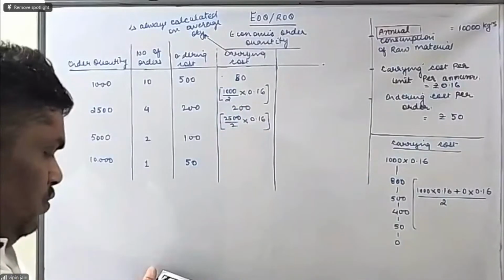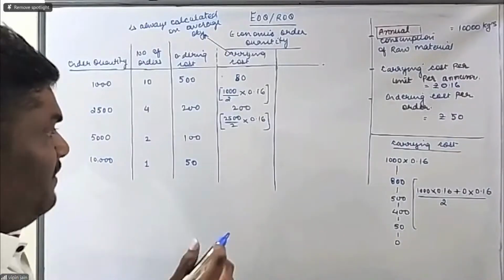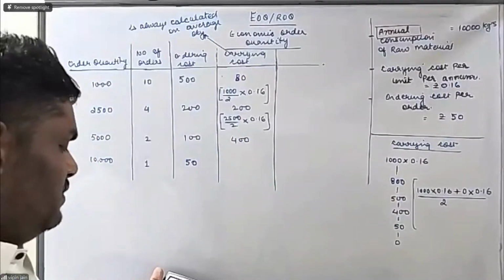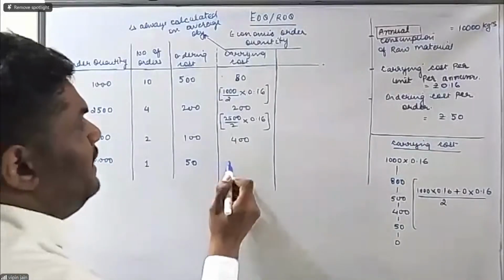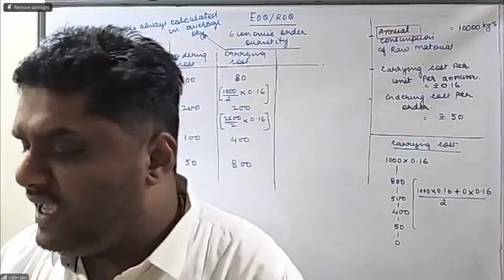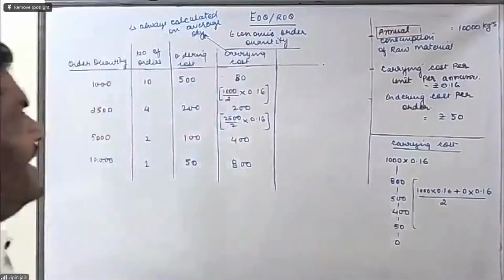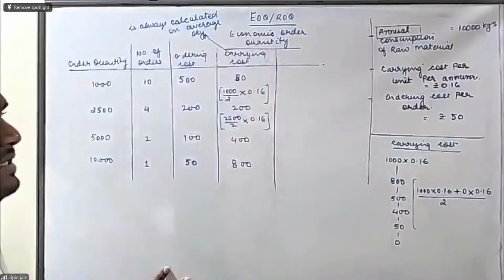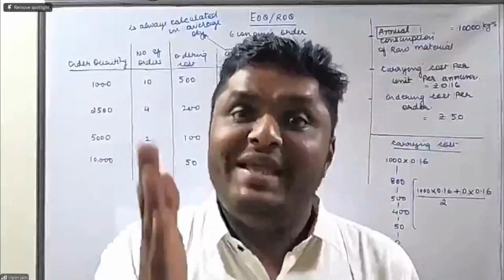5,000 divided by 2 into 0.16. So this will be 400. And 10,000 divided by 2 into 0.16. So this will be 800. So see, what we can see, very good everyone, is that as the order quantity is increasing, carrying cost is increasing. Yes, my ordering cost is reducing, but carrying cost is increasing.